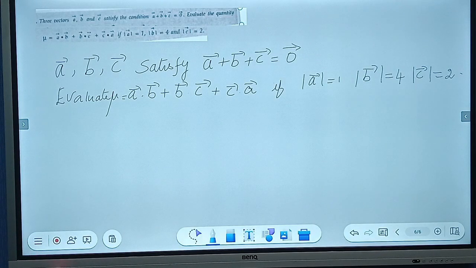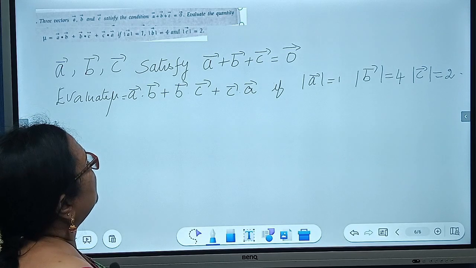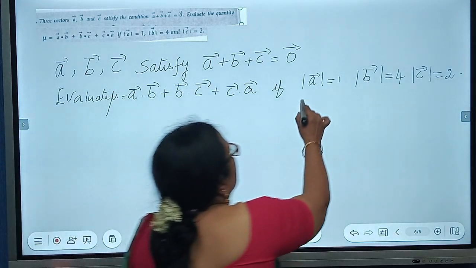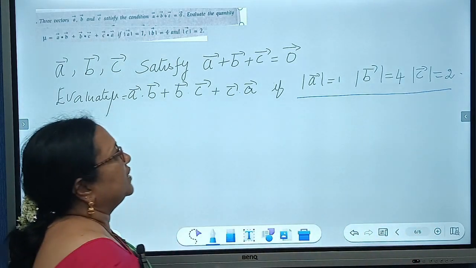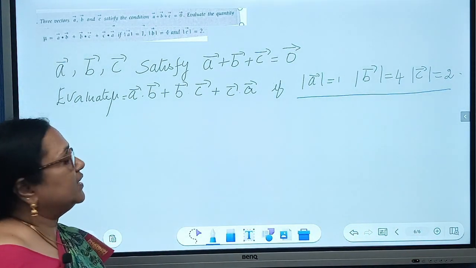Now look at the next problem. A, B, C are three vectors which satisfy A plus B plus C equal to 0 vector. You have to evaluate A dot B plus B dot C plus C dot A. Given the length of A vector is 1, B vector is 4, and C vector is 2.